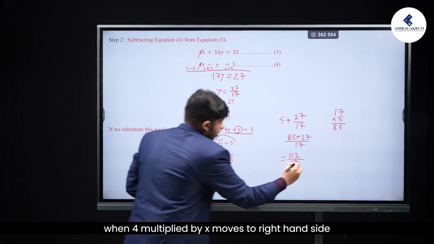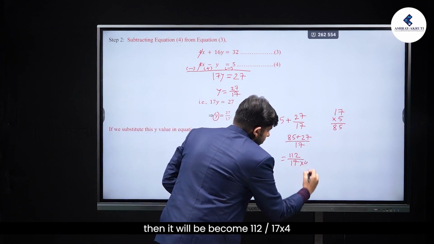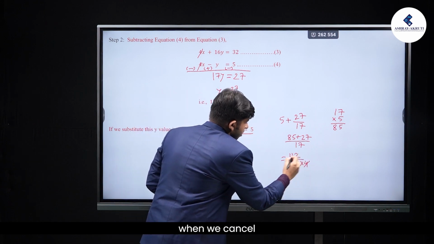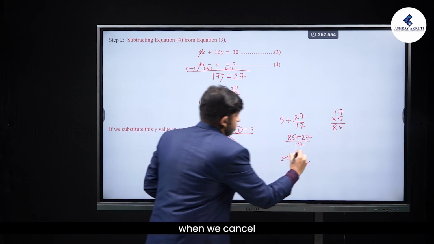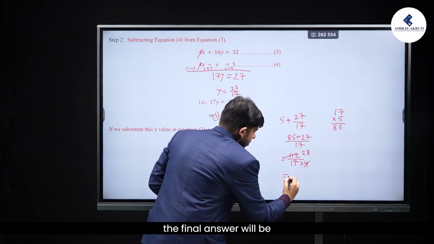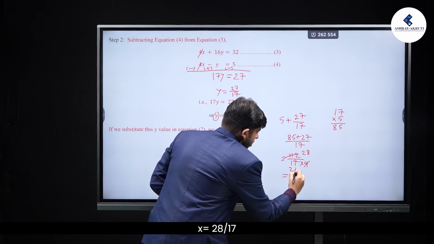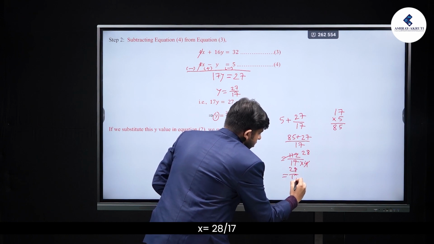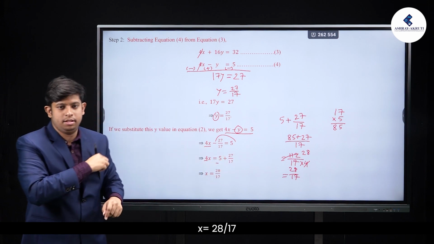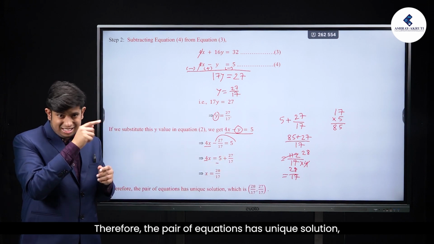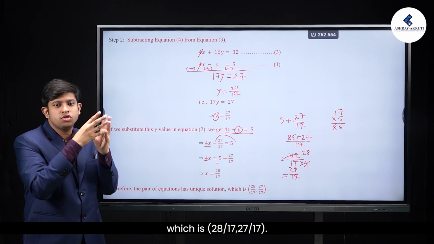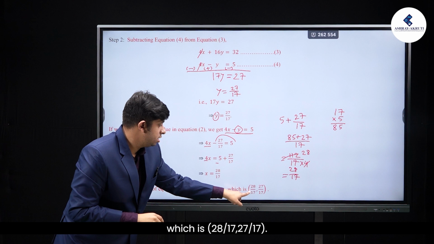When 4 multiplied by x moves to the right hand side, it becomes 112 by 17 into 4. When we cancel, the final answer will be 28 by 17. Therefore, the pair of equations has a unique solution, which is 28 by 17, 27 by 17.